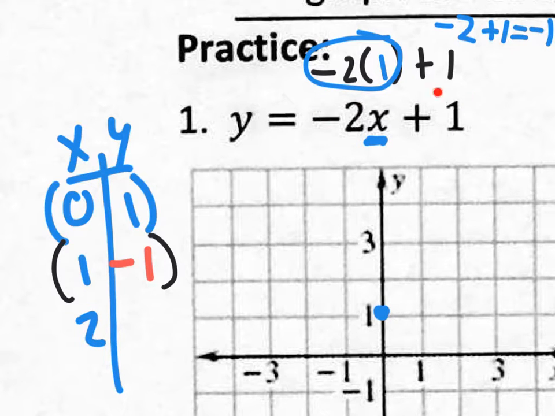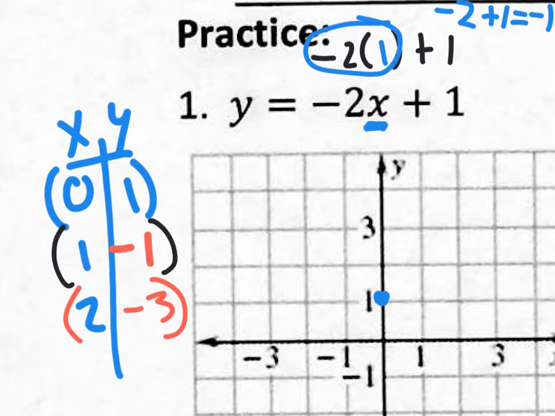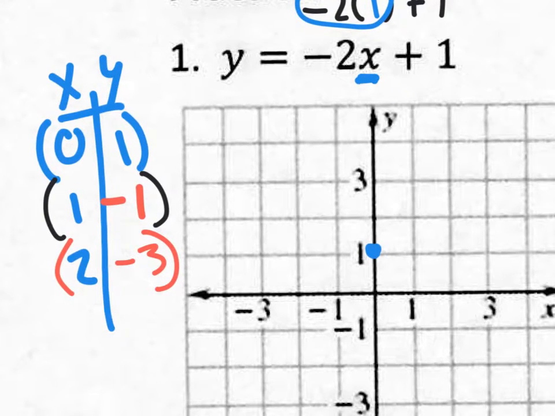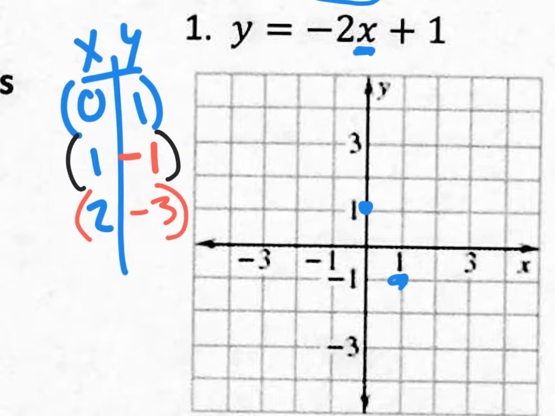-4, and -4 plus 1, -3. So your input 2 gave you the output of -3. Now, once again, you don't need all these 3 coordinates. Like, look, I found 0, 1. If I graph 0, 1, it's right here. If I go to 1, -1, it's right here. And if I go to 2, -3, almost down here. Let me move this up a little. 2, -3 is right here.